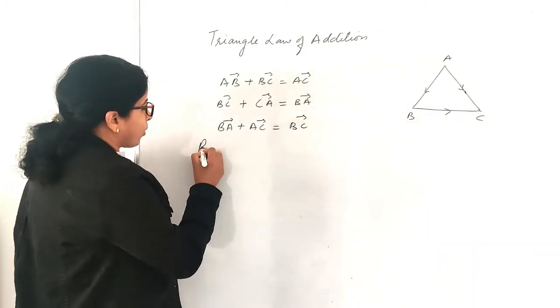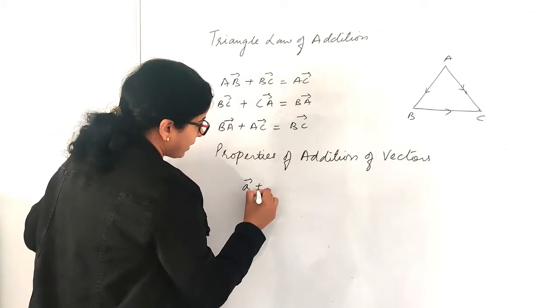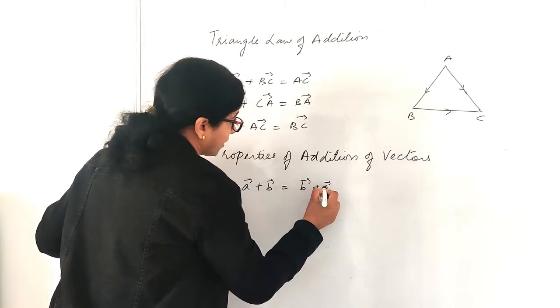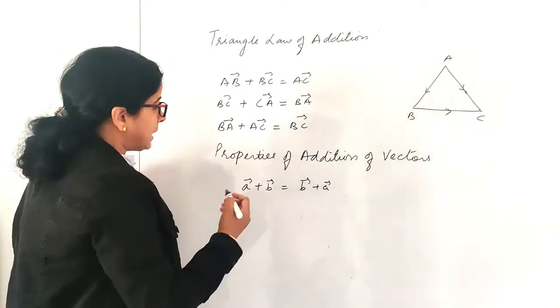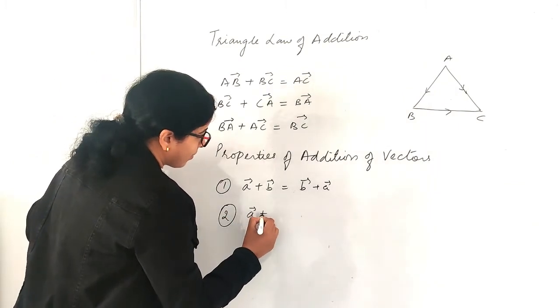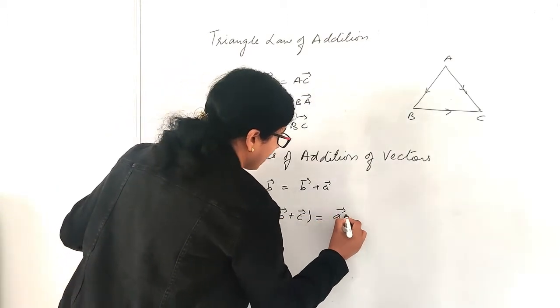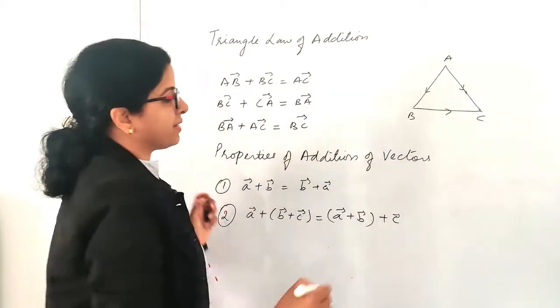Now let us check the properties of addition, right? So what do the properties of addition say? Vector A plus vector B equals B vector plus A vector. So this is the commutative property. It is held by vectors. Similarly, the associative property is also held by vectors. A plus B plus C vector will be equal to A vector plus B vector added to C vector.